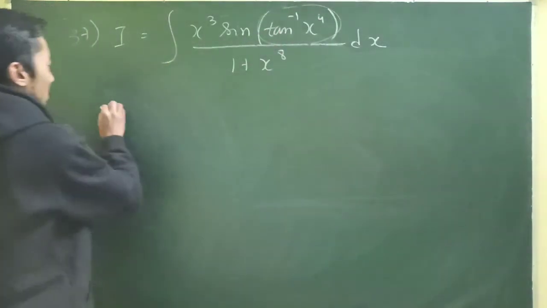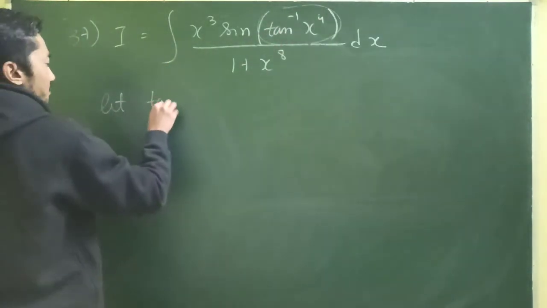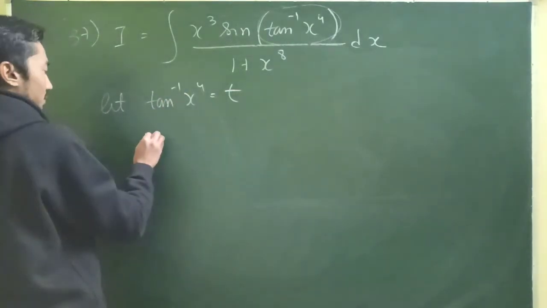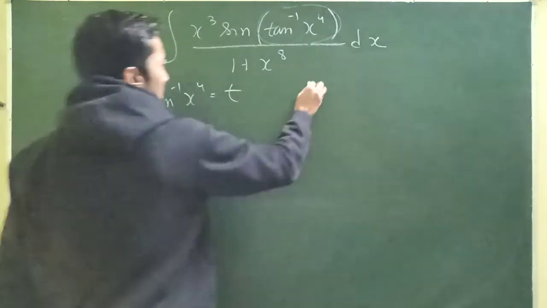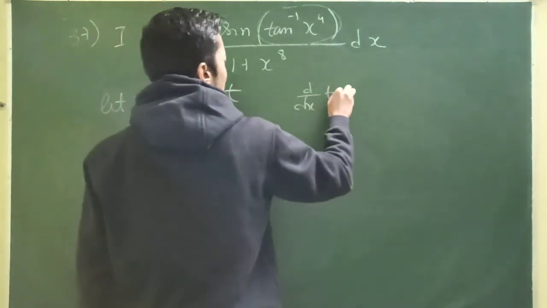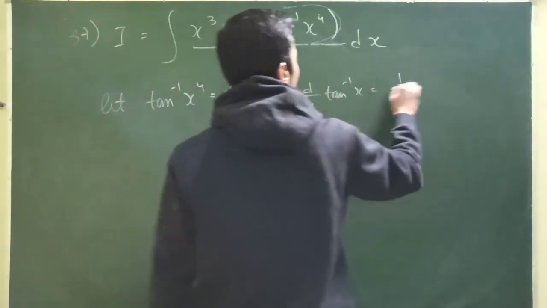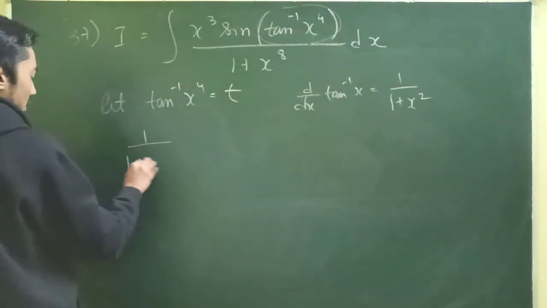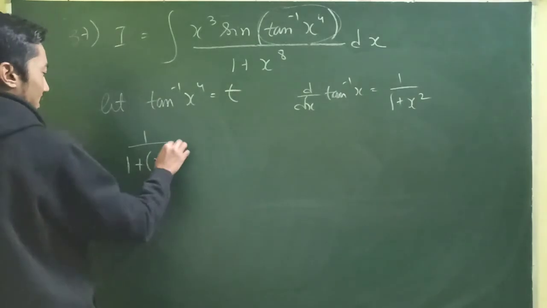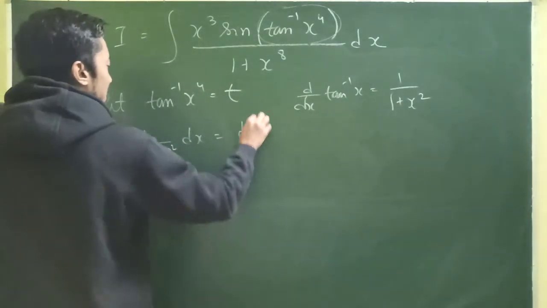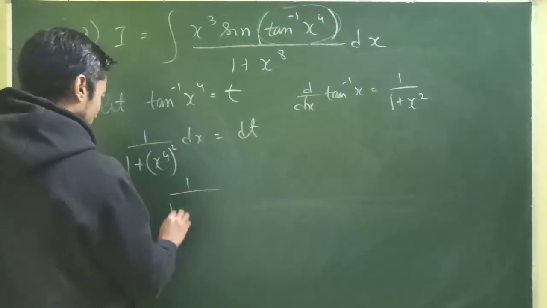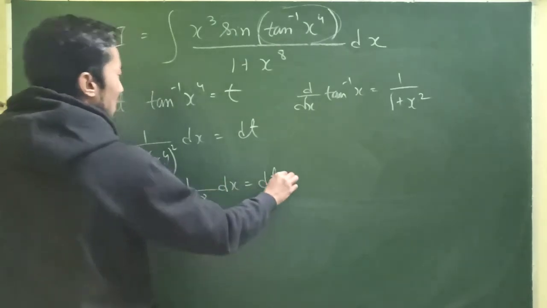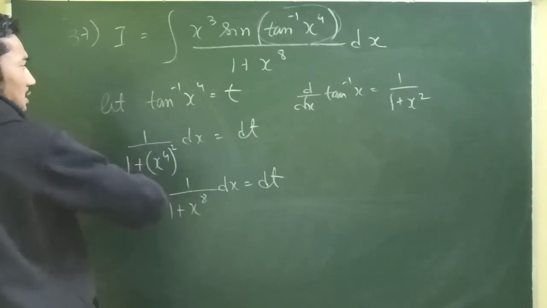So the only option that we have is let tan inverse x power 4 equal t. Differentiating, what is the derivative of tan inverse of x? 1 by 1 plus x squared. So 1 by 1 plus x power 4 squared, that is 1 by 1 plus x power 8, dx equal to dt. I think we have it.